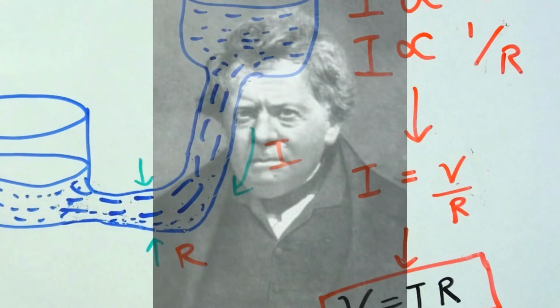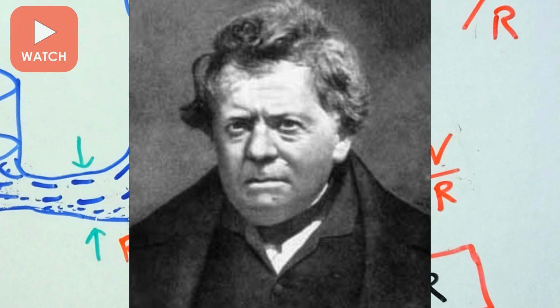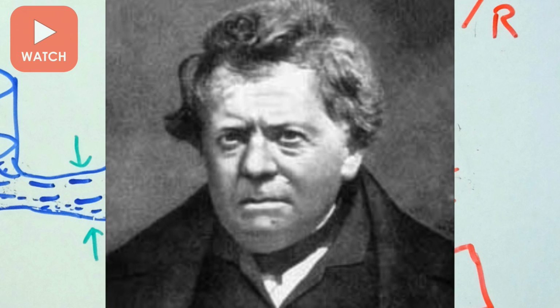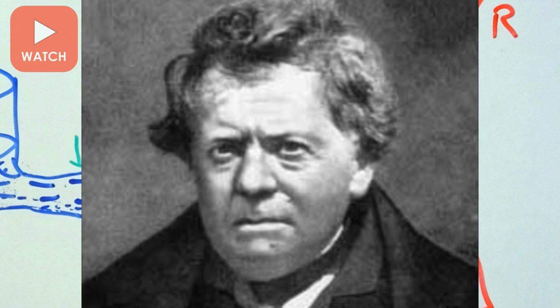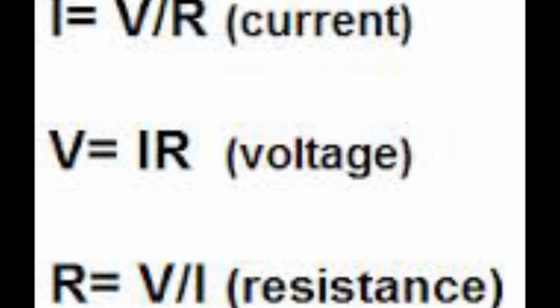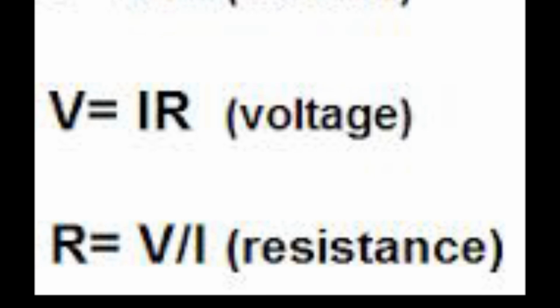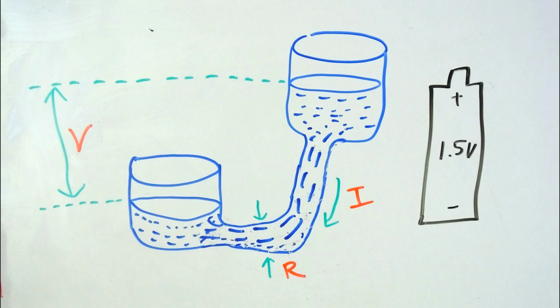This gives you the famous formula V equals IR, which is Ohm's law. Ohm's law is just the relation between the current flowing through the pipe, the height difference of the ends of the pipe, and the thickness of the pipe. In electric terms, the current is equal to the voltage divided by the resistance. So, when they say a battery is 1.5 volts, all they mean is that the positive side is at a potential of 1.5 more than the negative side.